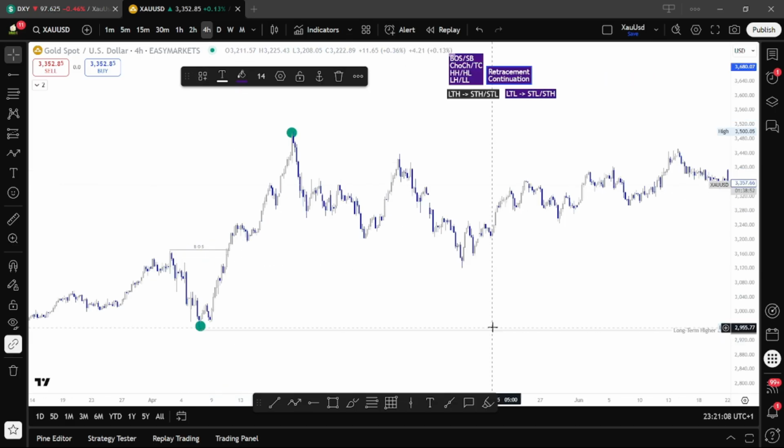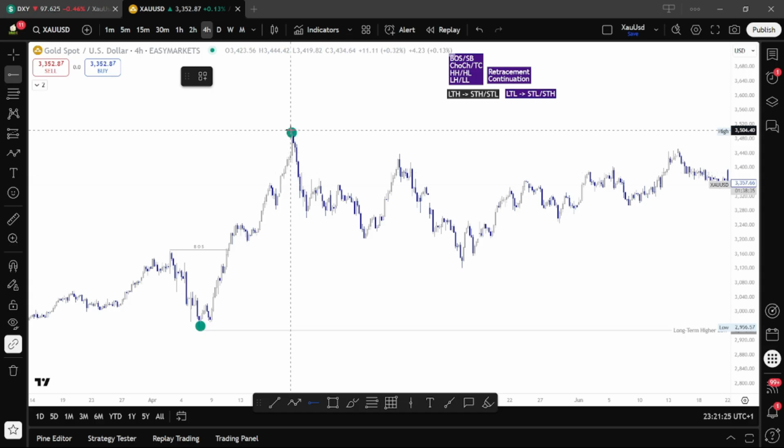So I'm going to mark out all the long-term swing points. When I refer to a swing point, it is either a long-term swing low, a short-term swing low, a long-term swing high, or a short-term swing high. So they are all referred to as swing points in general. So I'm going to mark out all the long-term swing highs and long-term swing lows that we're currently having.